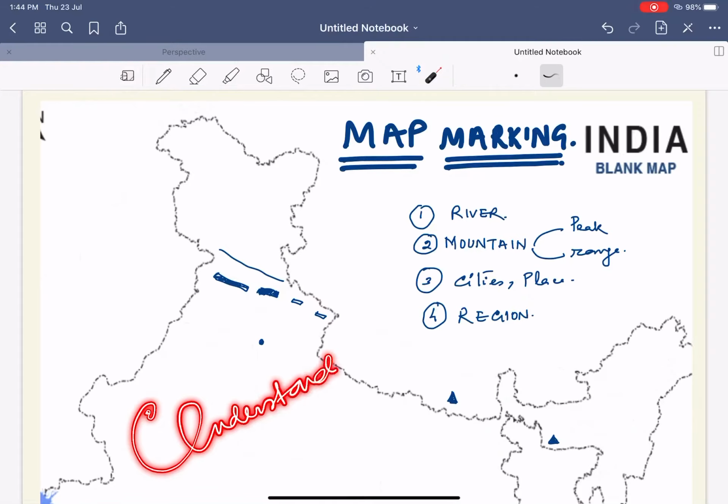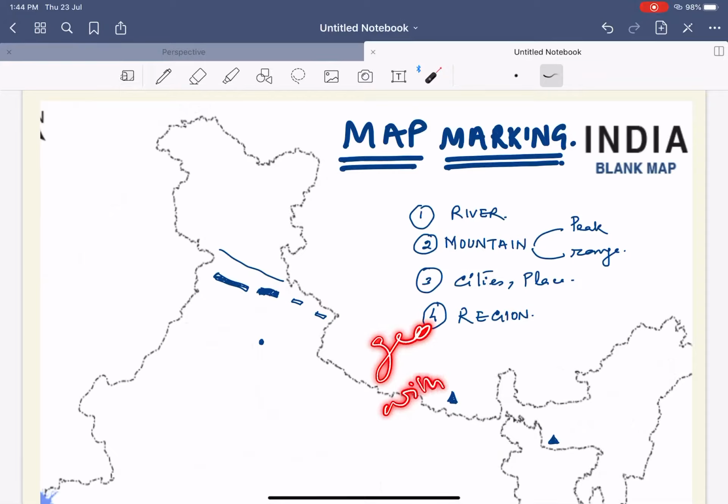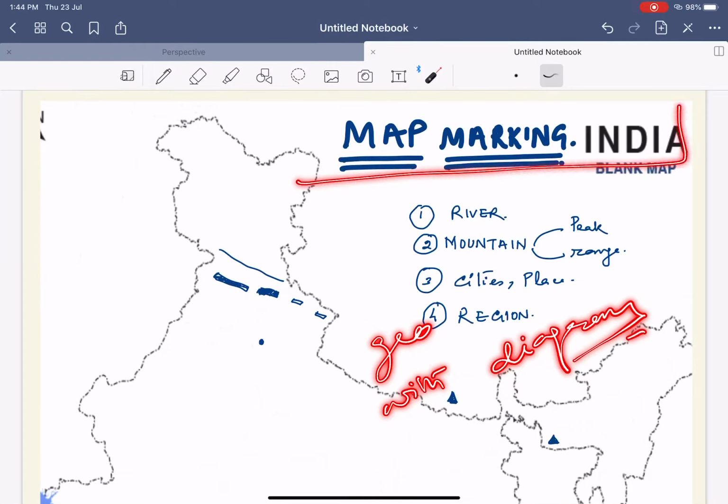Hello and welcome to today's class on understanding geography with diagrams. Today we'll be discussing your map marking.